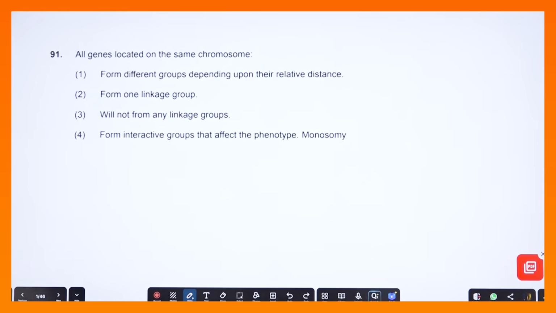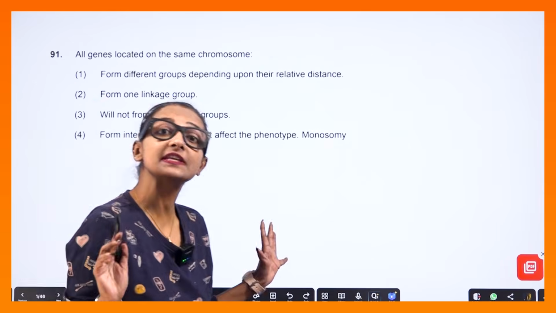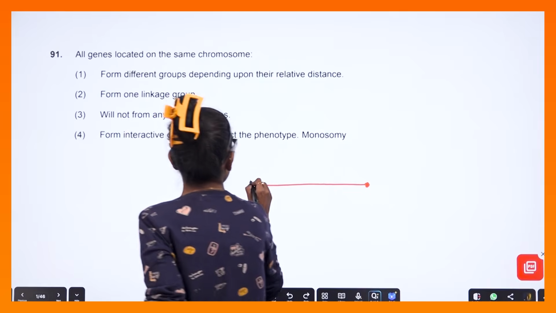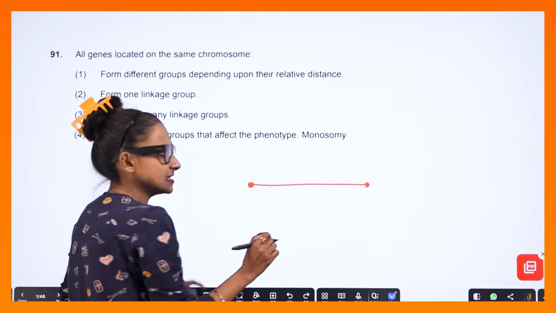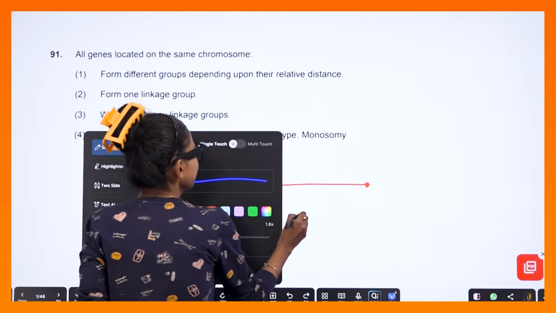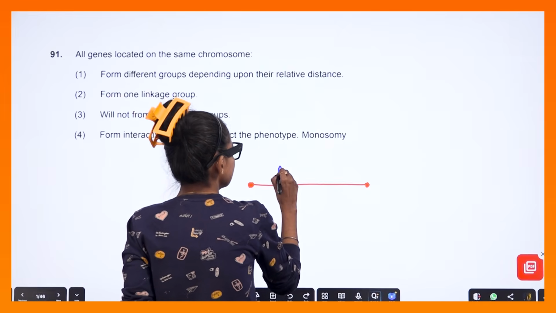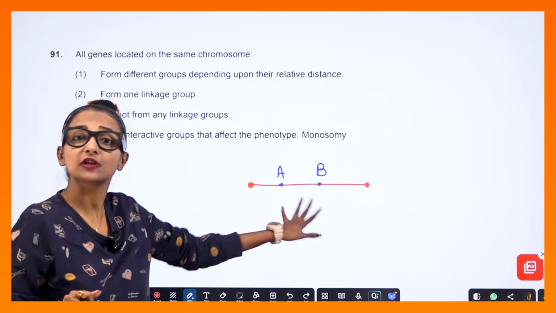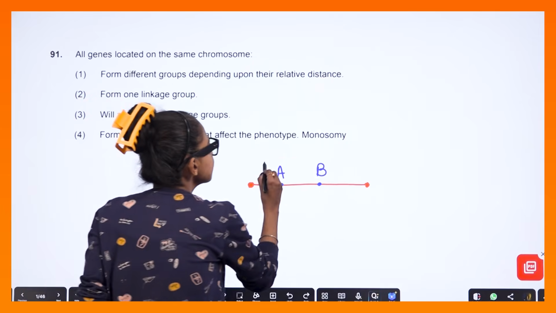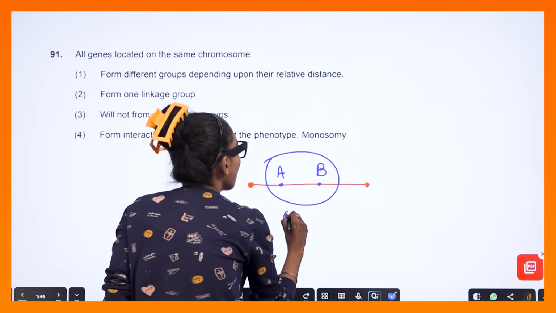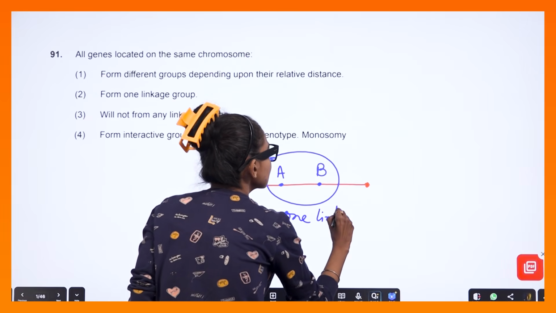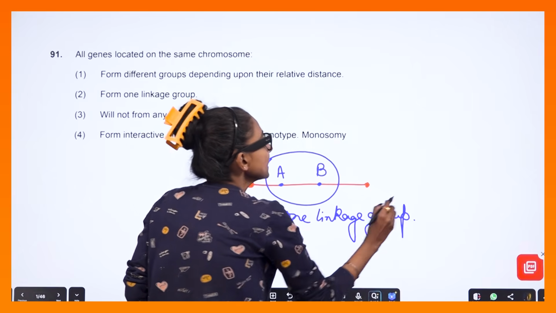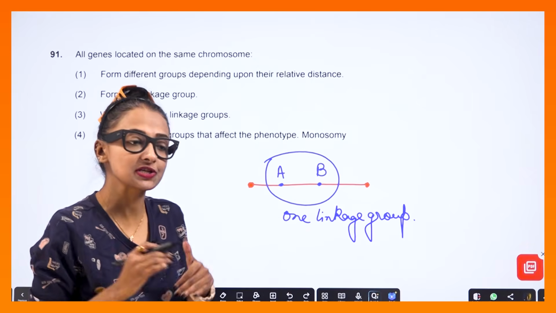See what they are saying. All genes located on the same chromosome. Suppose there are two genes, one gene is located here and the other one is located here on the same chromosome, then this is going to form one linkage group.